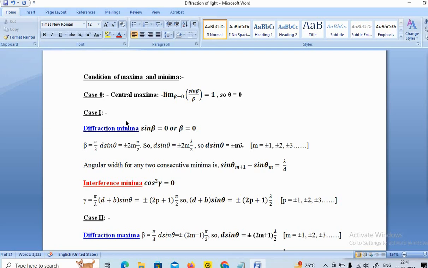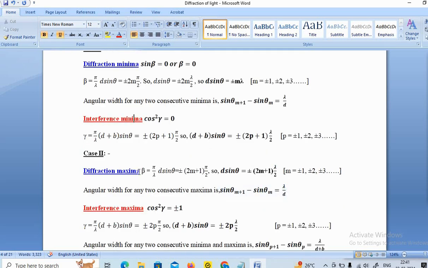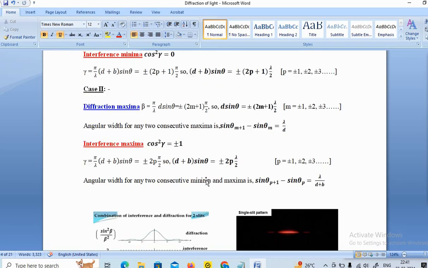From that we are able to get the conditions for diffraction minima, interference minima, diffraction maxima and interference maxima. These are basically reverse in order: diffraction minima have a similar mathematical relation to interference maxima, and it is also the same for interference minima and diffraction maxima.